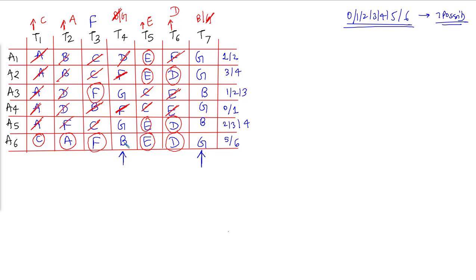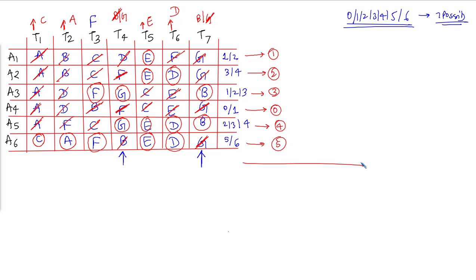This means T4 is G and T7 is B. So over here you can see that agent 1 is having 1 answer correct, agent 2 is having 2 answers correct, agent 3 is having 3 answers correct, agent 4 is having 0 answers correct, agent 5 is having 4 answers correct and agent 6 is having 5 answers correct. So this is how we can solve this set.